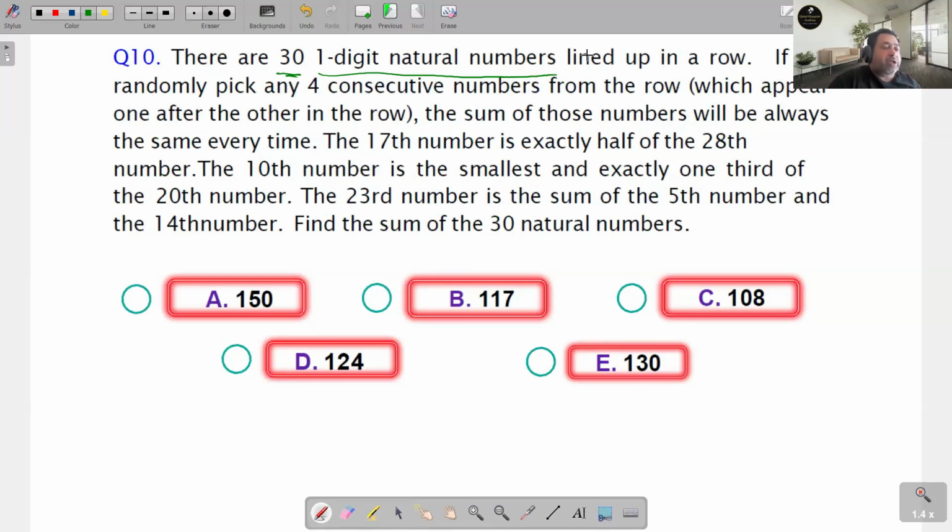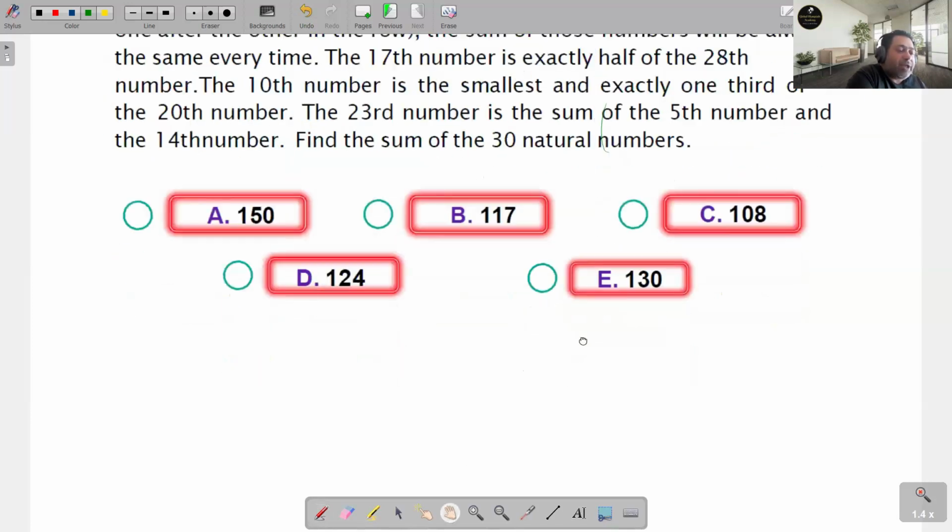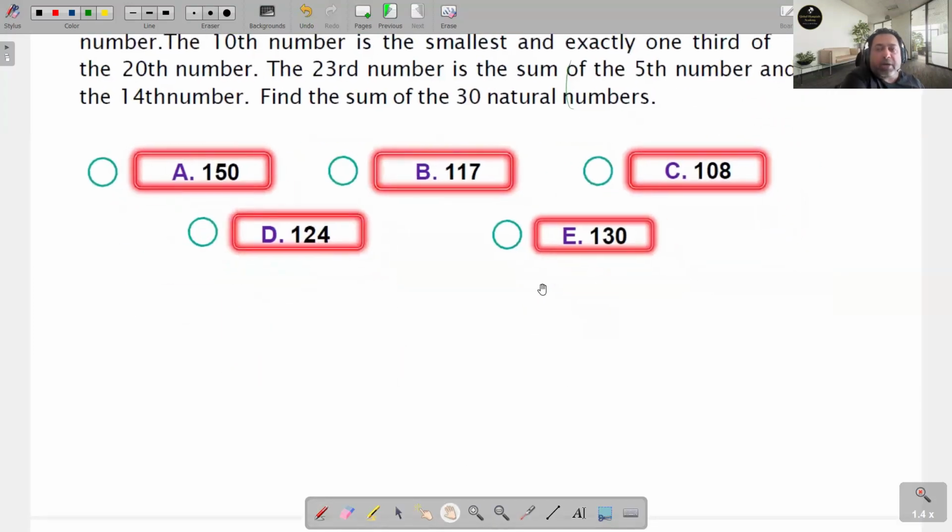The 10th number is the smallest and exactly one third of the 20th number. The 23rd number is the sum of the 5th number and the 14th number. Find the sum of the 30 natural numbers. Now let's understand. If there are 30 numbers and if you pick any 4 consecutive numbers in a row, the sum will always be the same, which means that this is a repeat. The numbers are arranged in a repeating pattern of 4 numbers.